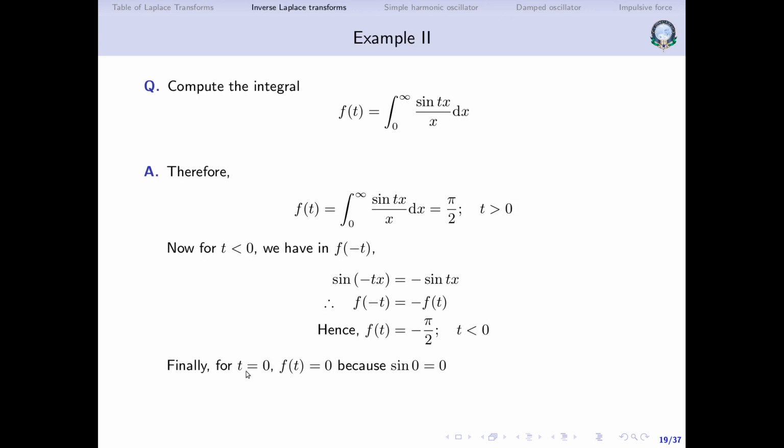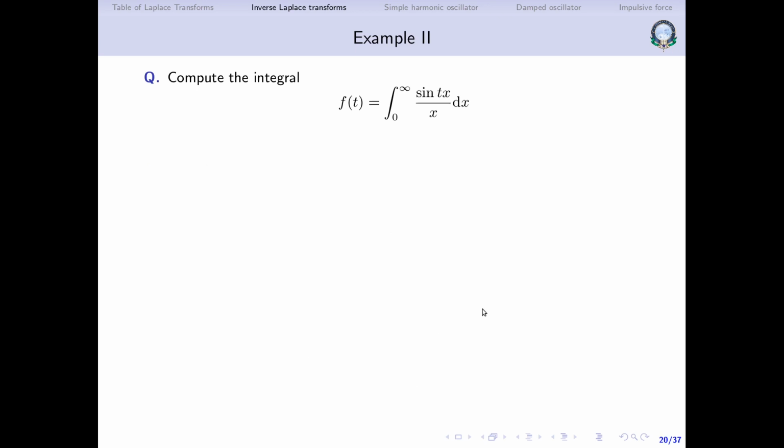And finally, for t equal to 0, this f of t will be 0, because at t equal to 0 the integrand itself will be 0, so the value of this function will also be equal to 0. So there we have it. We have these 3 different cases. For negative values of t, this integral will give us minus pi by 2. For t equal to 0, this integral will give us 0. For positive values of t, this will give us pi by 2.